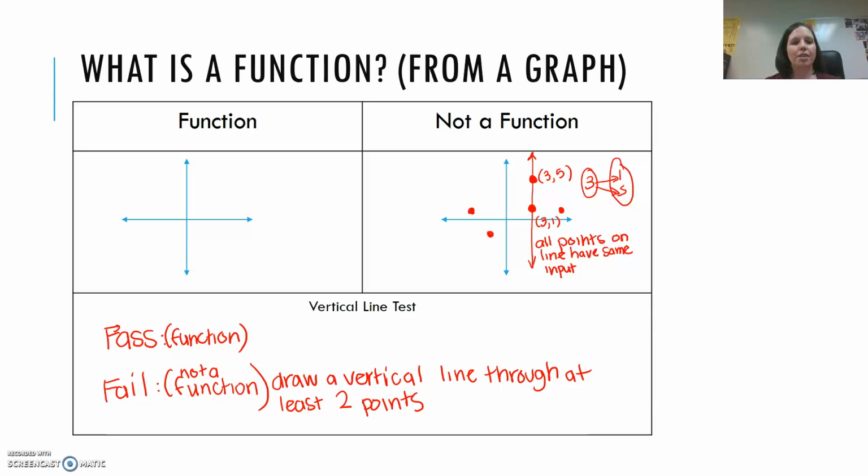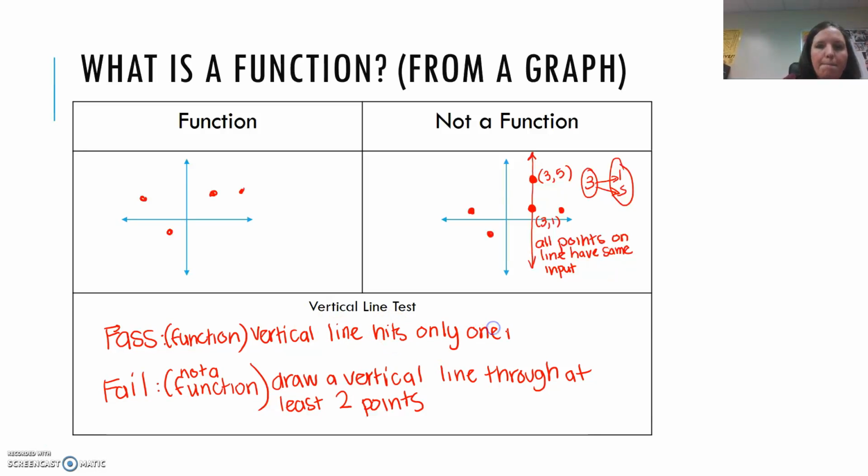Oh my gosh, I'm sorry, this is a technology issue. Passing means that if you draw the vertical line, your vertical line only hits a single point at any one spot. So passing means the vertical line hits only 1 point at a time. That's telling you that every input has exactly 1 output.